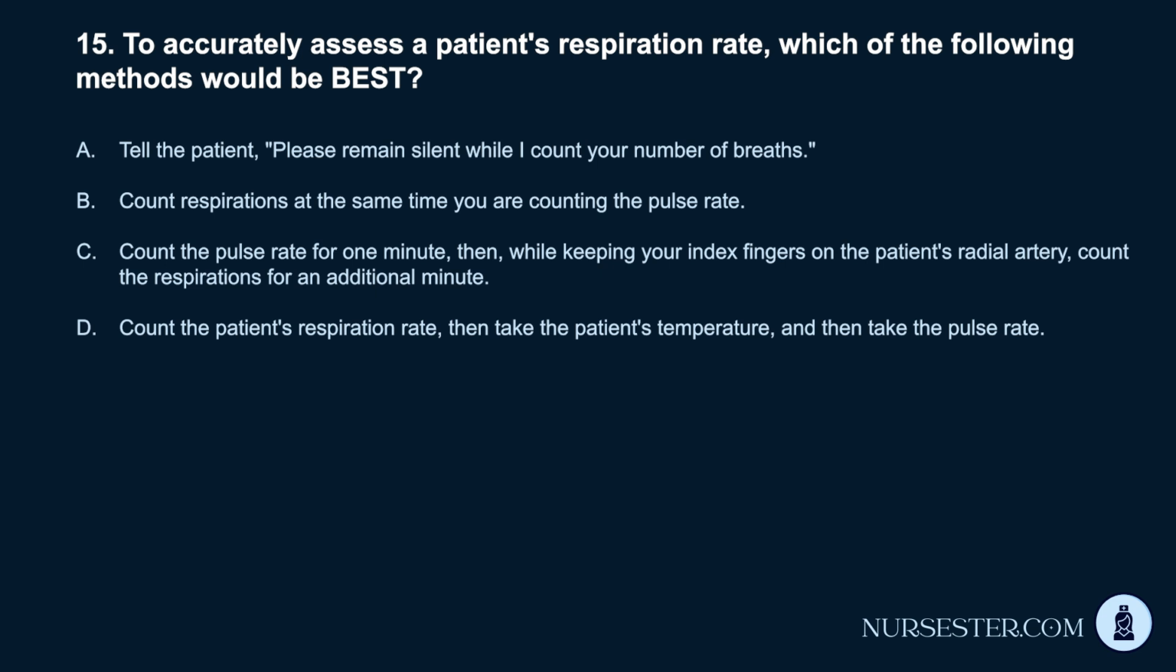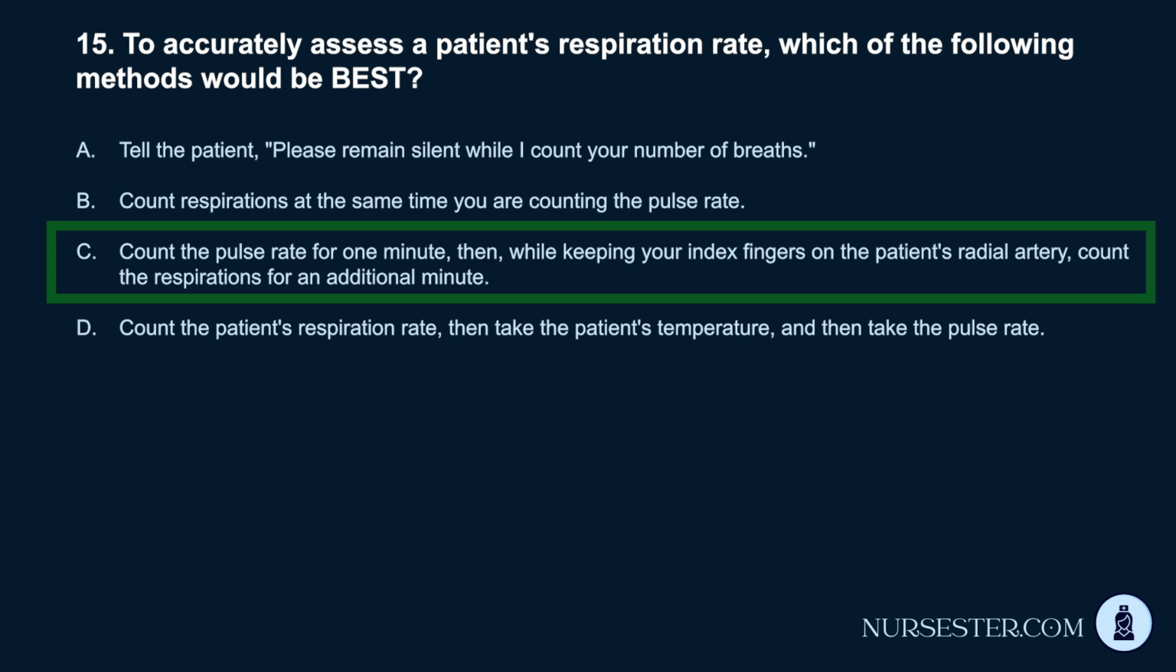15. To accurately assess a patient's respiration rate, which of the following methods would be best? A. Tell the patient, "Please remain silent while I count your number of breaths." B. Count respirations at the same time you are counting the pulse rate. C. Count the pulse rate for 1 minute, then, while keeping your index fingers on the patient's radial artery, count the respirations for an additional minute. D. Count the patient's respiration rate, then take the patient's temperature, and then take the pulse rate. Correct answer, C.